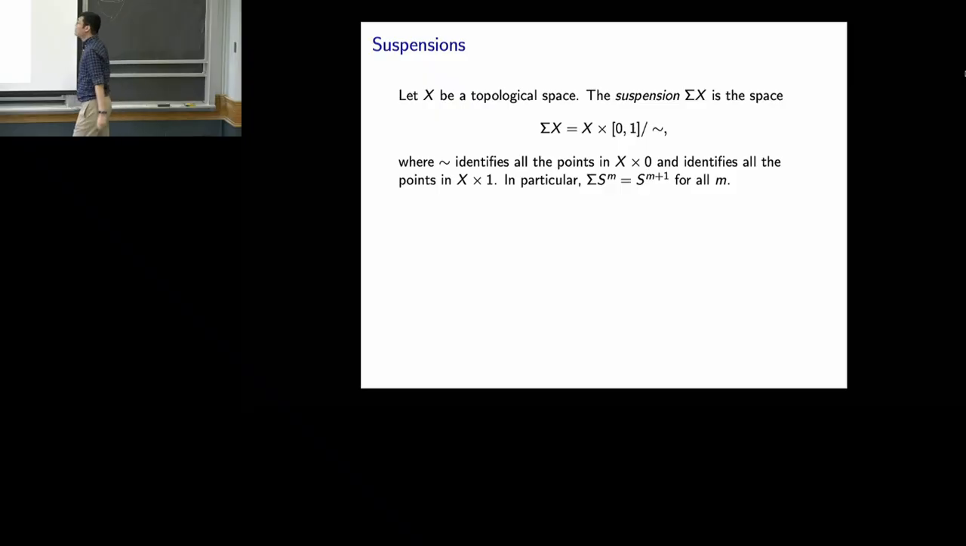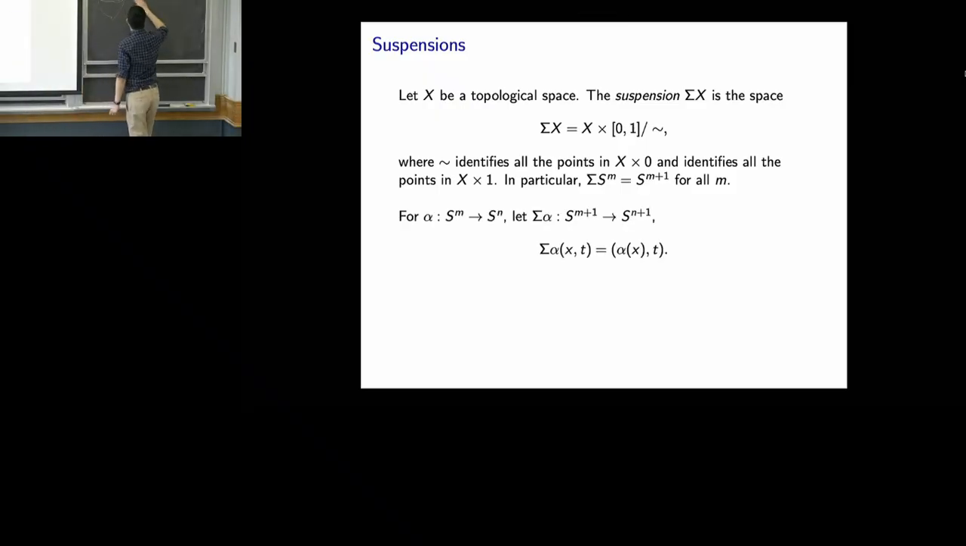If you have a map between two spheres, here's my sphere Sm, here's my sphere Sn, then I can construct a map between the suspensions of those spheres, essentially using those coordinates. So my original map maybe sends some point x to some point alpha x over here.